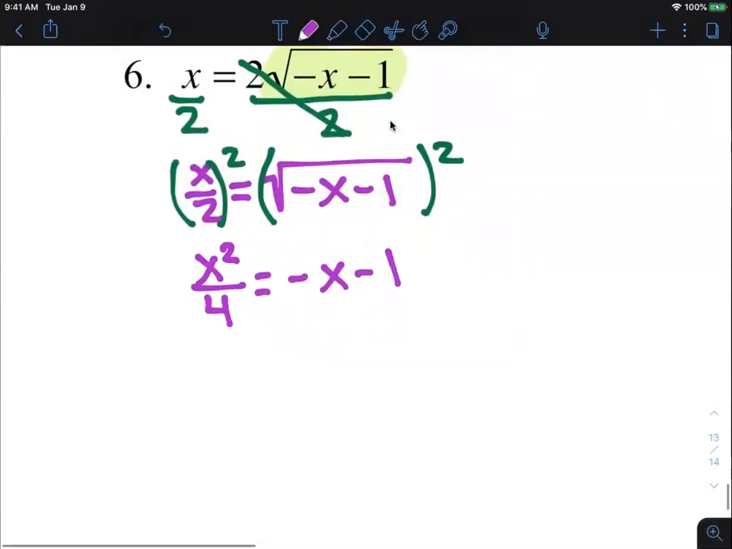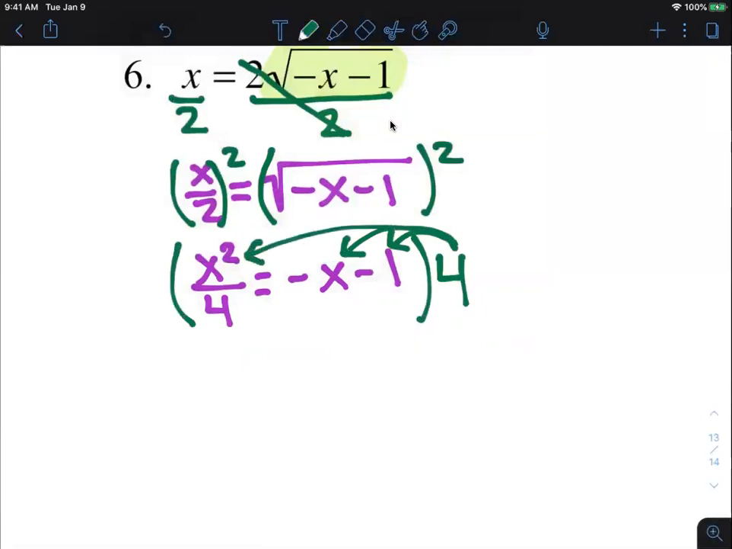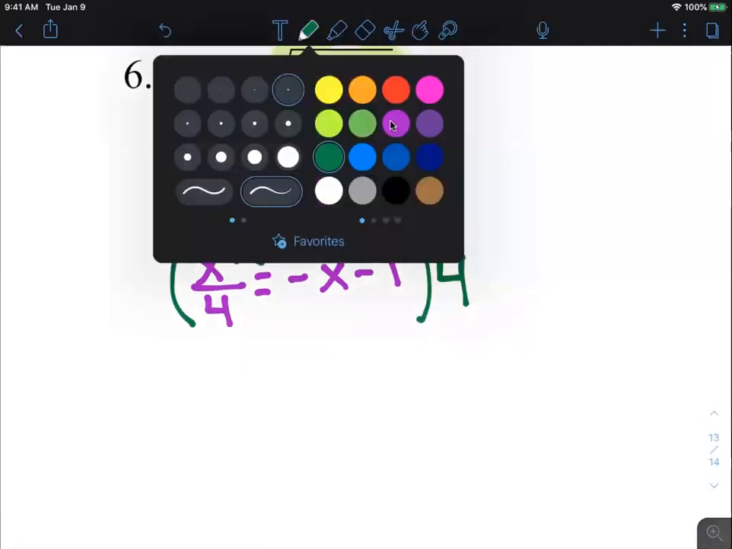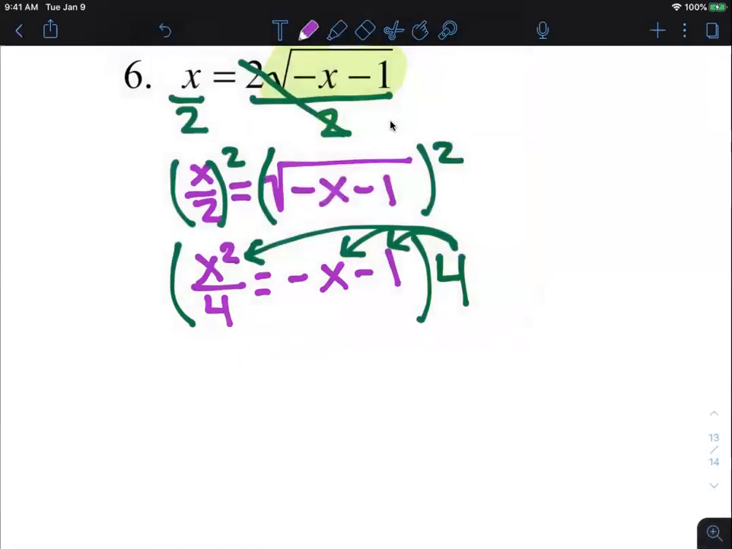Once again, I would get rid of the fraction by multiplying by the LCD, which is 4. So I would multiply each part. There happen to be 3 parts again. The part all the way on the left is 4x squared over 4. So the 4's cancel and you have just the x squared. The next one, negative x times 4 is negative 4x. And then the next one is negative 1 times 4, which is negative 4.